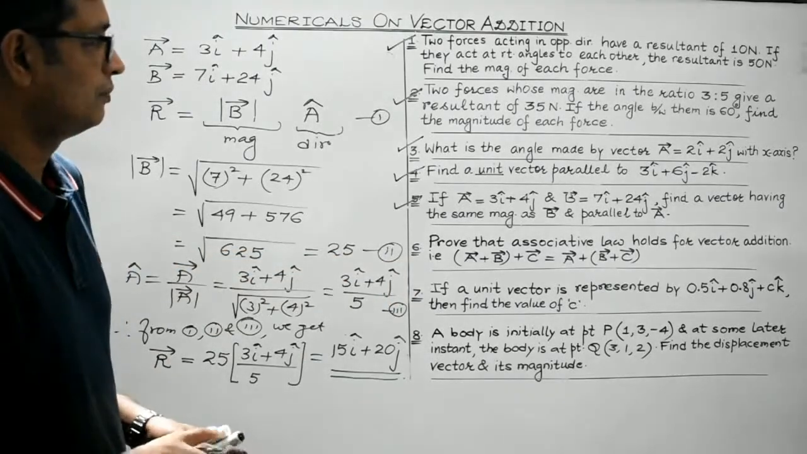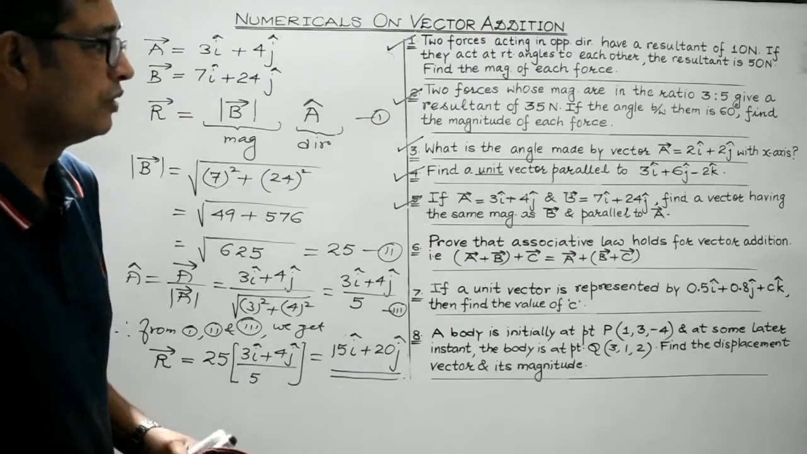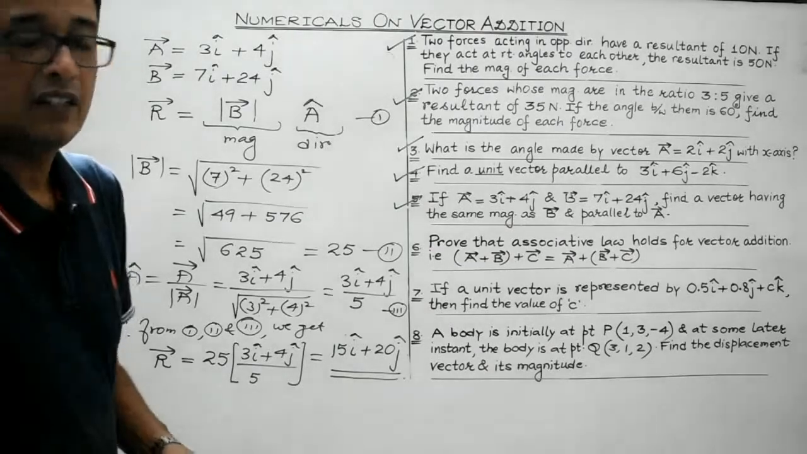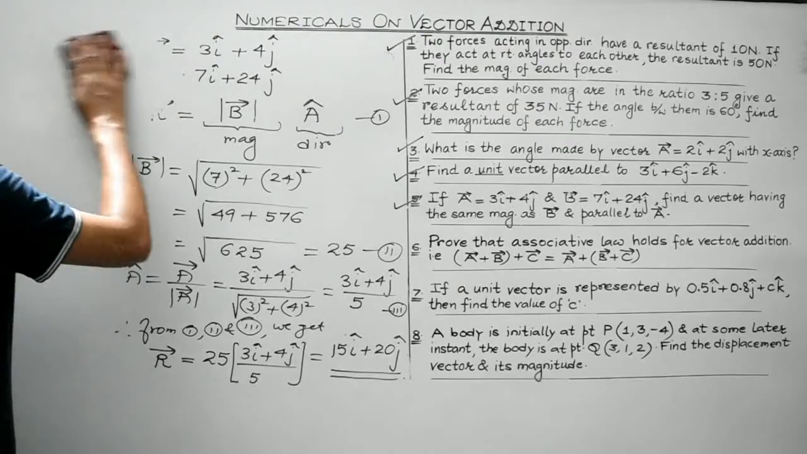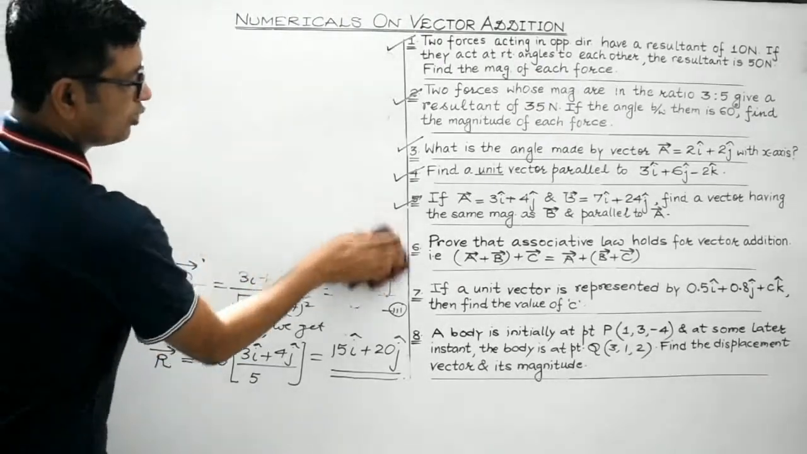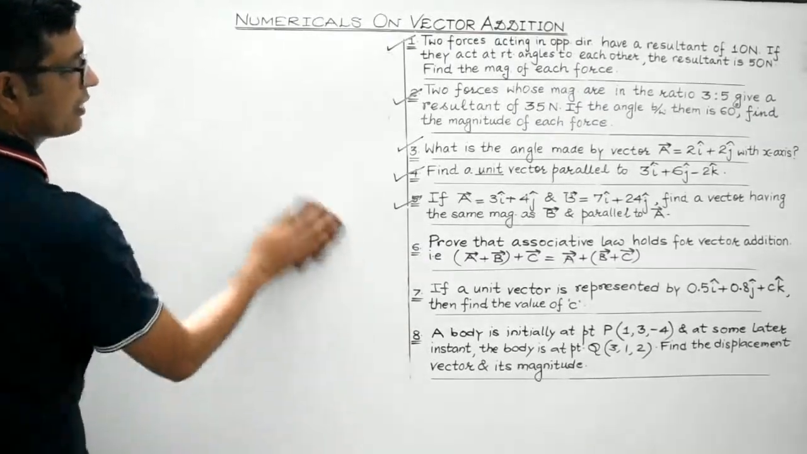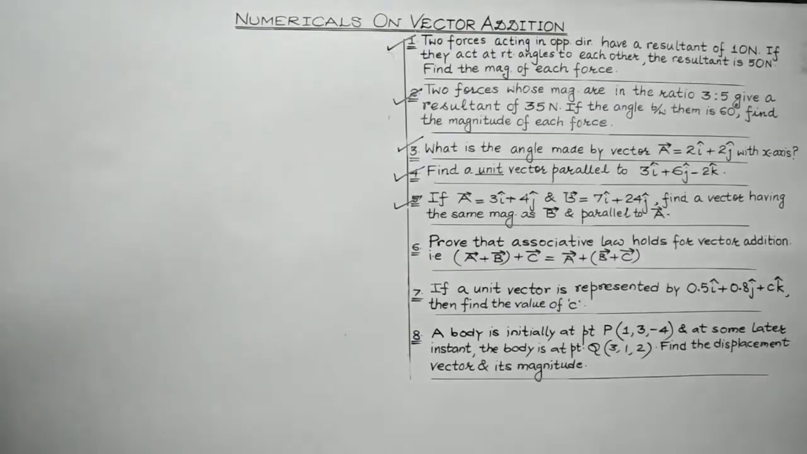Now this is a question where we need to prove the associative law. We need to prove that vector addition obeys the associative law. Actually, it obeys both the commutative law as well as the associative law. So over here, let's try to verify this fact. Okay, question number 6.